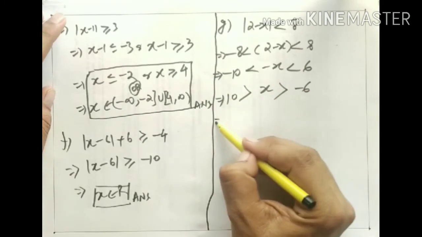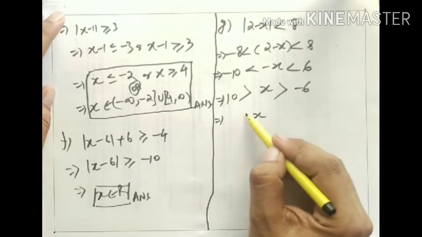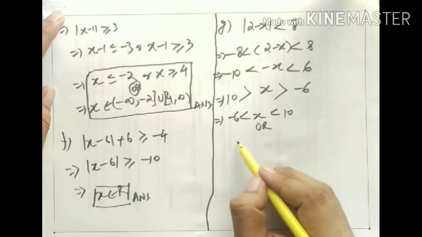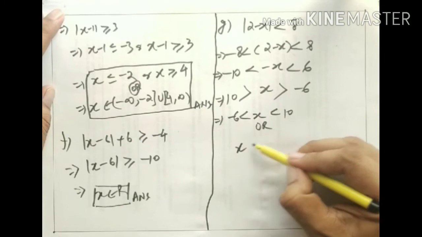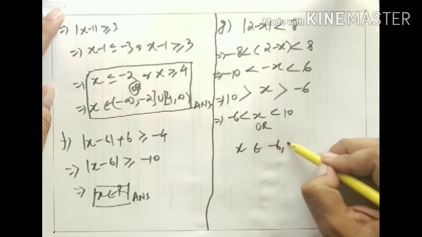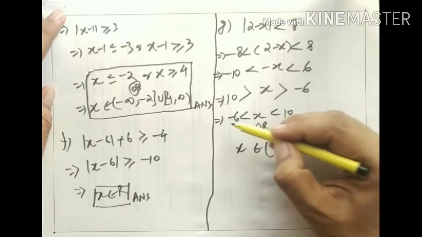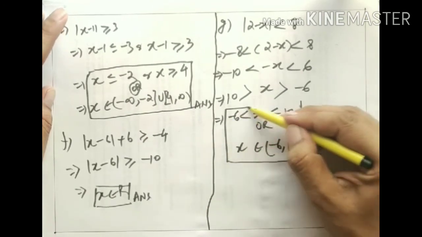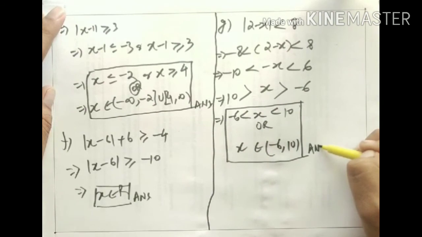So this can be written as x is greater than -6 and less than 10, or it can be expressed as x belongs to (-6, 10) with round brackets. So the answer can be in any form. This is the answer to this question.